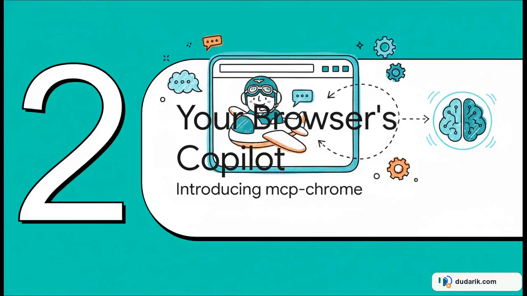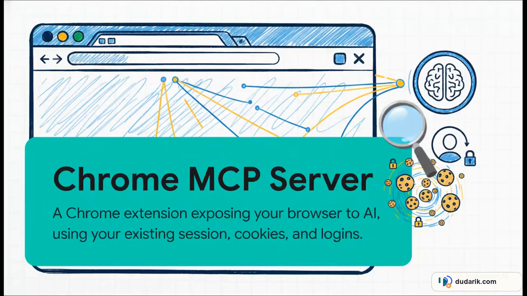So, what's the alternative here? What if, instead, your AI could just sit right there next to you in your browser like a true co-pilot? Well, that's the beautifully simple idea behind the Chrome MCP Server. And here's the key. This is not some separate app. It's a Chrome extension. That means it lives and breathes inside the browser you already have open this very second, with full access to your tabs, your cookies, and all your active login sessions. The game has officially changed.